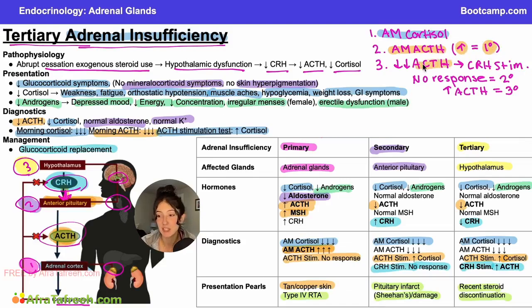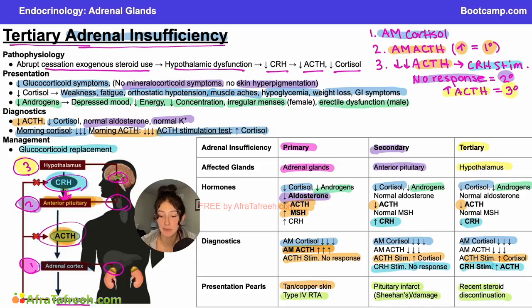If the ACTH is decreased, however, that means we're not dealing with a primary adrenal insufficiency, but it could be either secondary or tertiary. Then we're going to proceed to our CRH stimulation test. If we get no response to the CRH stimulation test, that means that this is a secondary adrenal insufficiency. If we have increased ACTH in response to the CRH stimulation test, however, and we also had a decreased morning ACTH, that means that we are dealing with a tertiary adrenal insufficiency. That's a quick and dirty way that I like to approach these problems.